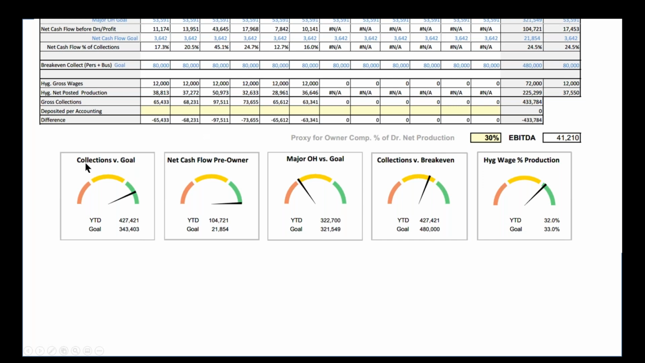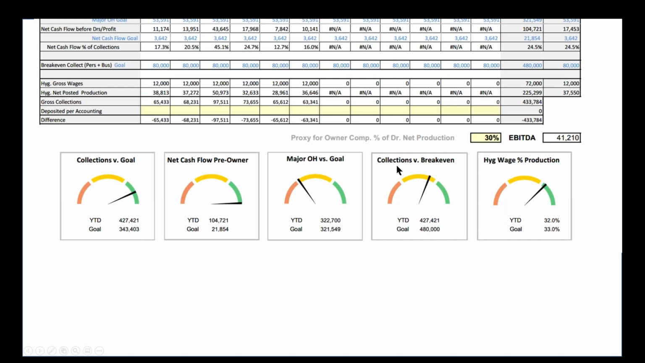How much are your collections versus your goal? Now we're in the green area. What's your net operating cash flow before the owner? And that's $104,000 versus a goal of $21,000, say. How's your major overhead? This is the real overhead, not your trip to Hawaii, not the 3 kids on the payroll, etc.